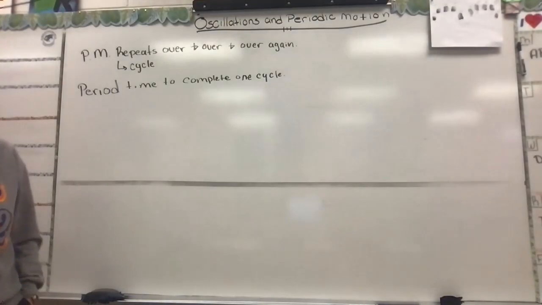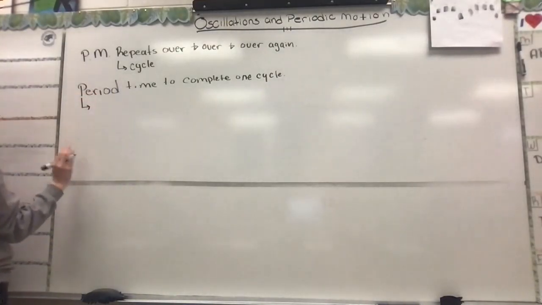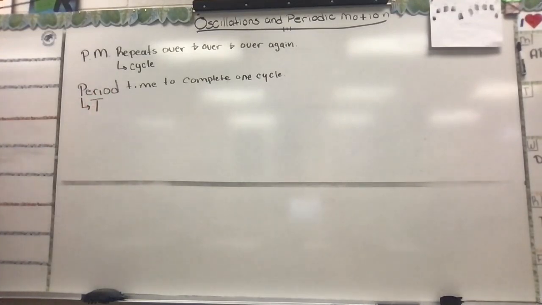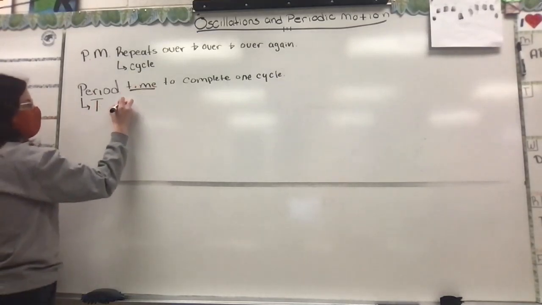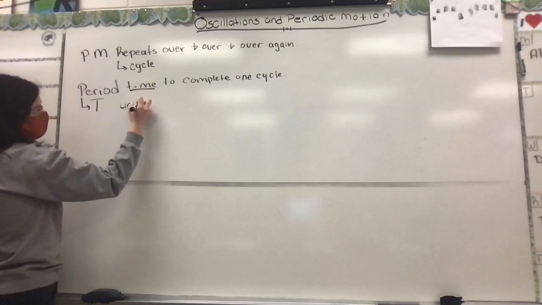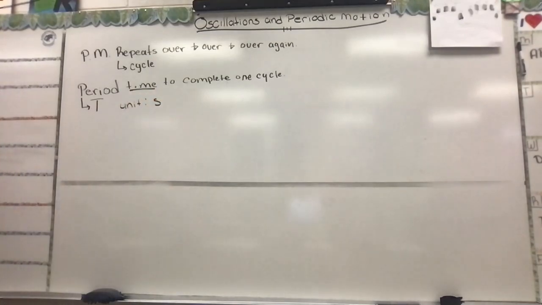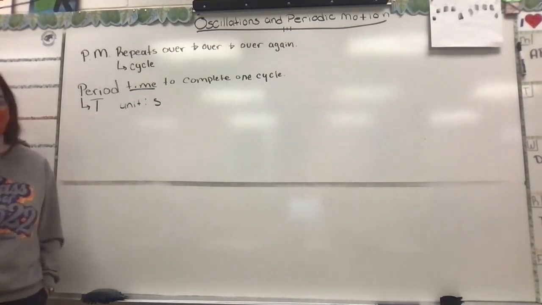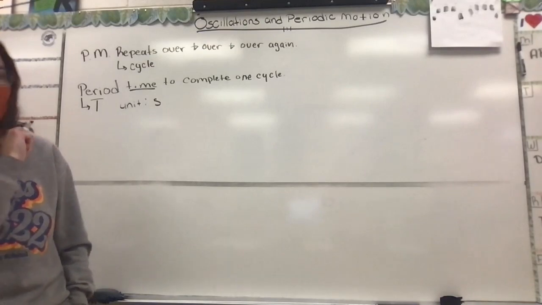In addition to period, let's think about it. What do you think the variable is for period? Capital T. Okay, it's a capital T. And since this deals with time, what do you think the unit is? Seconds. Perfect. It's going to be seconds, okay? So the unit is seconds. The variable is T. So if we're talking about a period, we'll represent it with a capital T, okay?